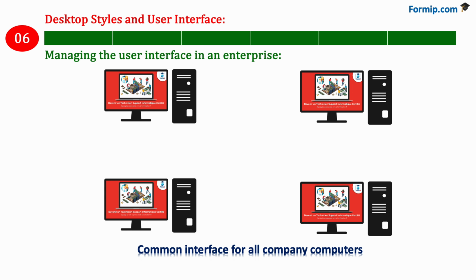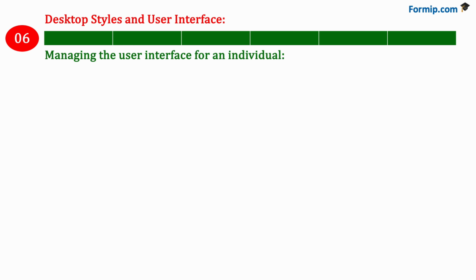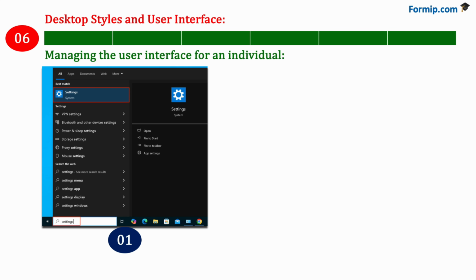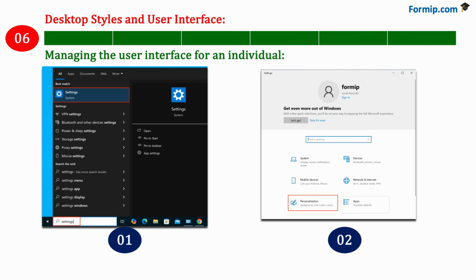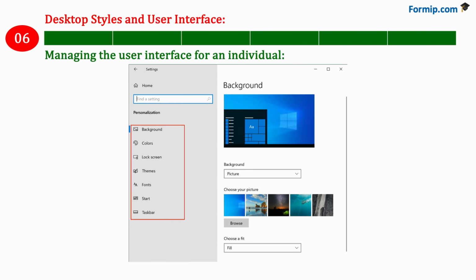Now, here are the steps to configure the user interface. We start by launching the Start menu and typing Settings to access the operating system settings. Then, you have to go to Personalization, and you will have access to a small menu on your left, which allows you to customize the interface.